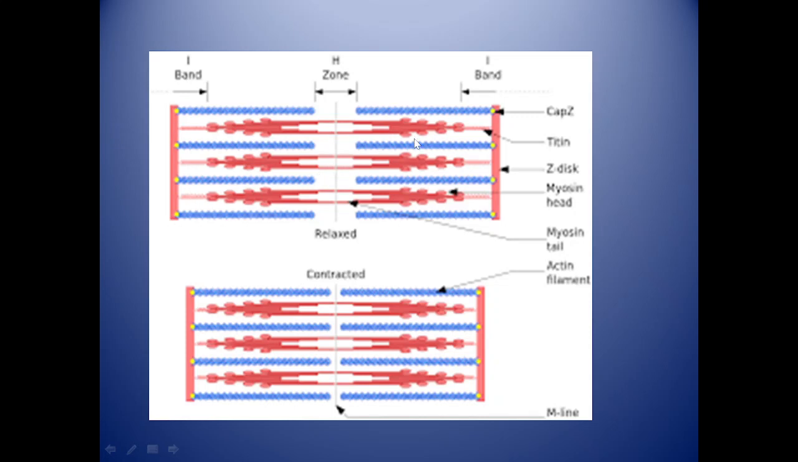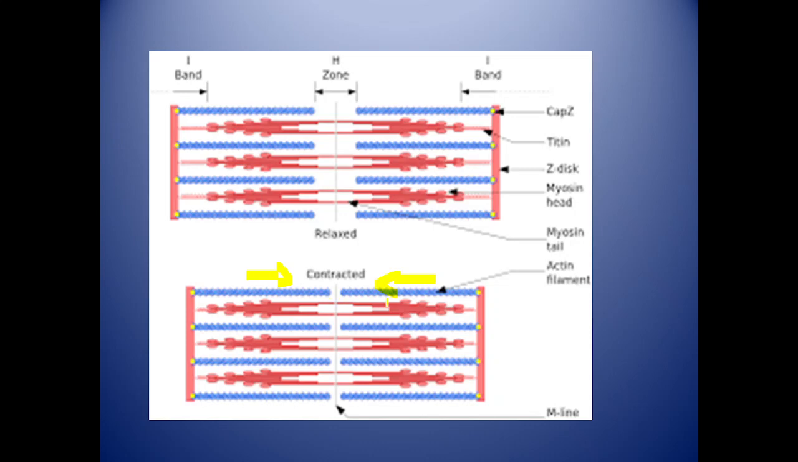Now, whenever stimulated, what will happen? These are the myosin heads. These myosin heads will get attached to the actin and pull inwards, which was originally here this way. So now it will result in the shortening of the sarcomere. That is the contracted state.